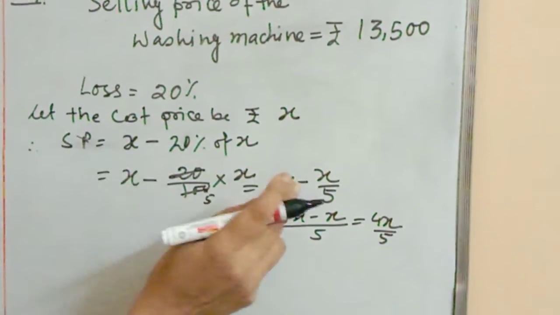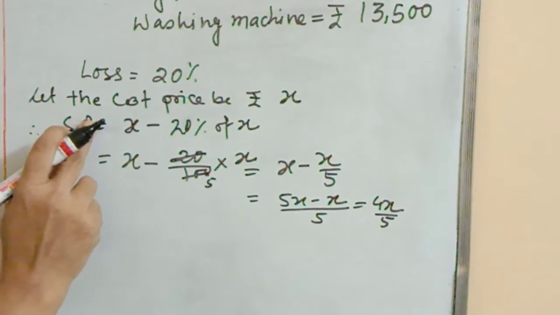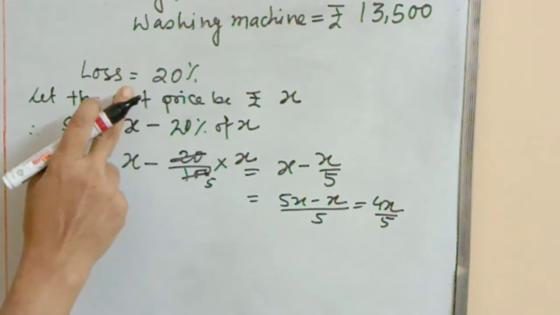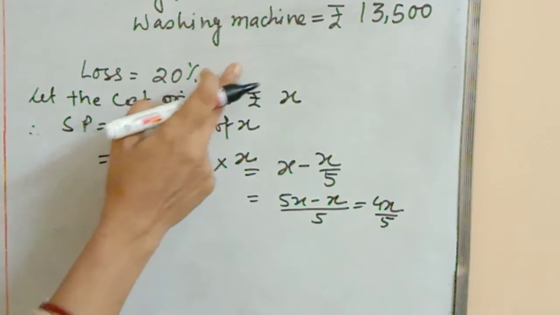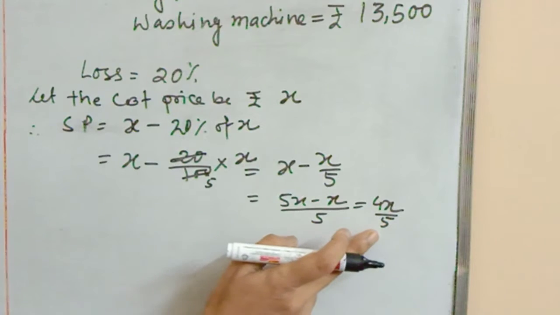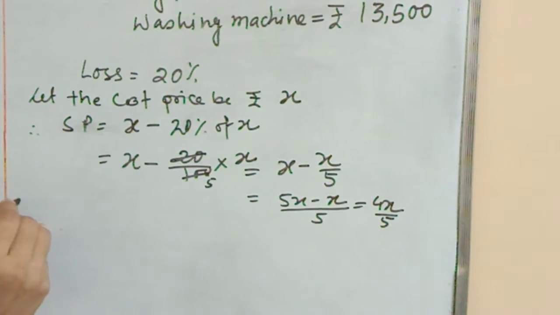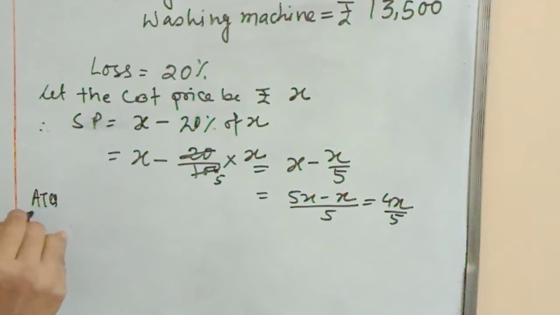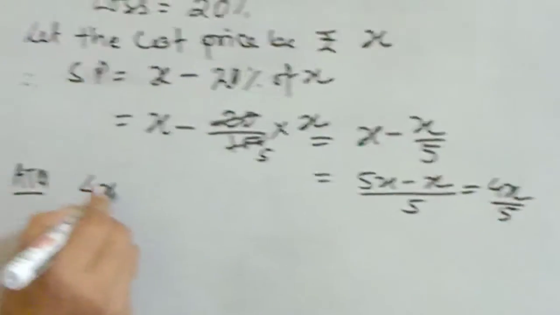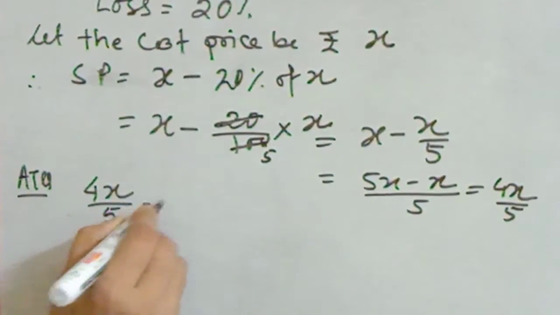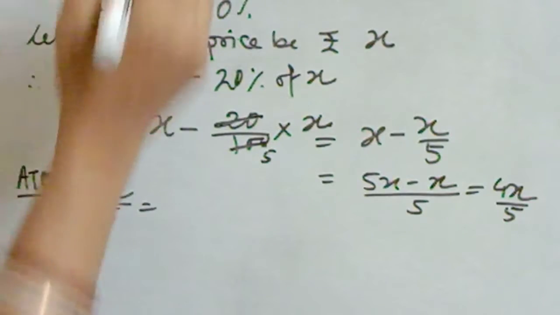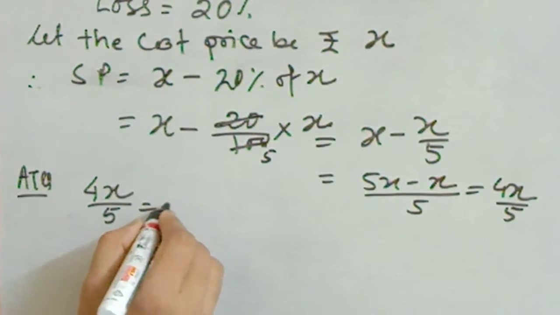This is the selling price of the washing machine. If I take the cost price X, then the selling price will be 4X by 5. According to the question, this 4X by 5, the selling price of the washing machine, is 13,500.